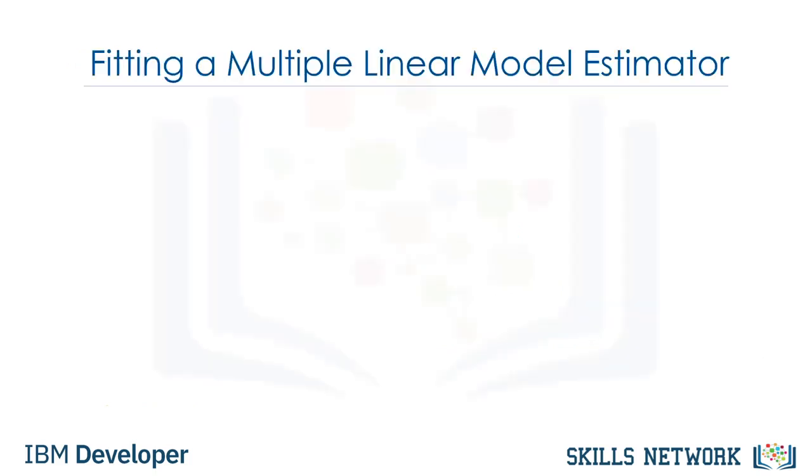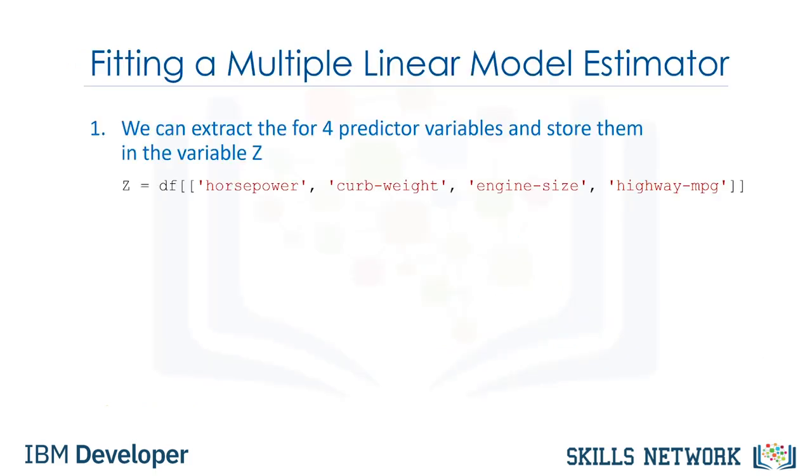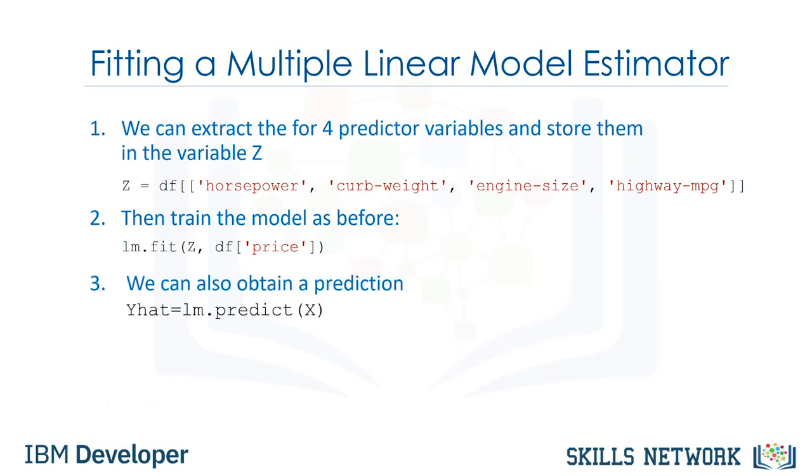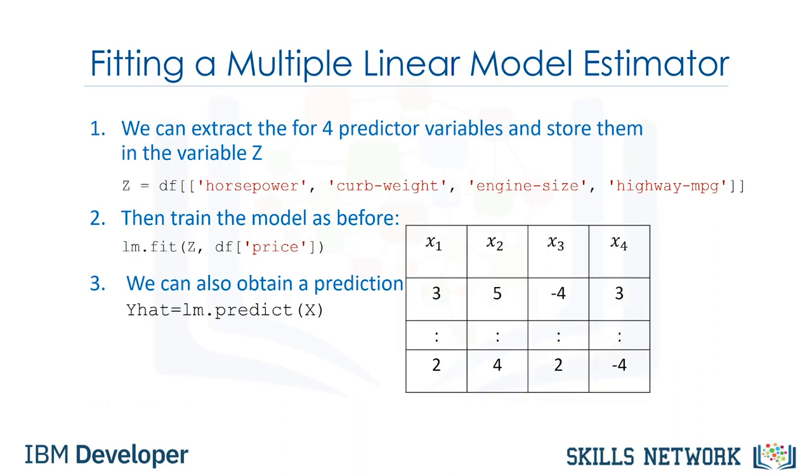We can fit the multiple linear regression as follows. We can extract the 4 predictor variables and store them in the variable z, then train the model as before using the method fit, with the features or independent variables and the targets. We can also obtain a prediction using the method predict. In this case, the input is an array or data frame with 4 columns. The number of rows corresponds to the number of samples. The output is an array with the same number of elements as number of samples.